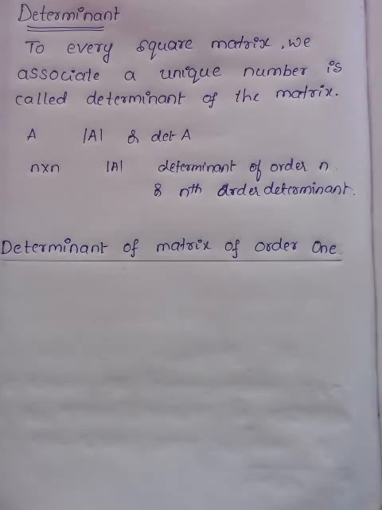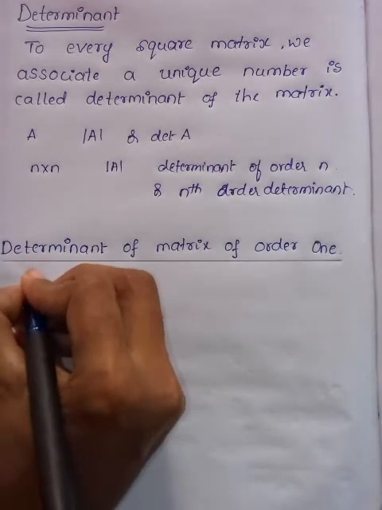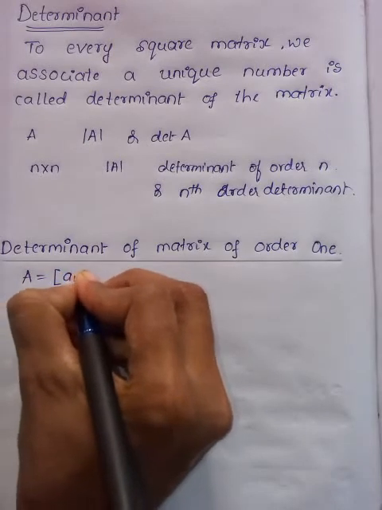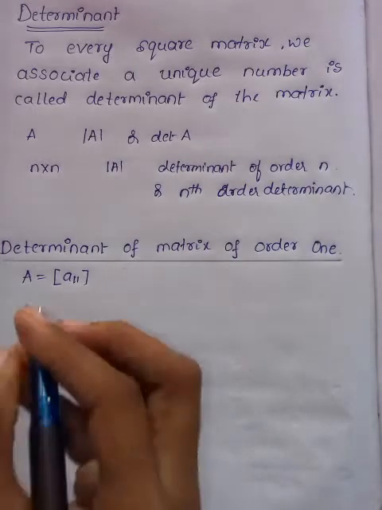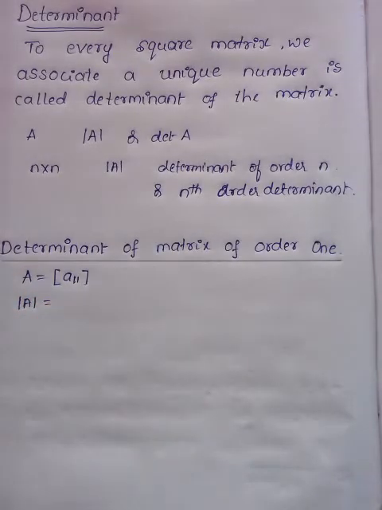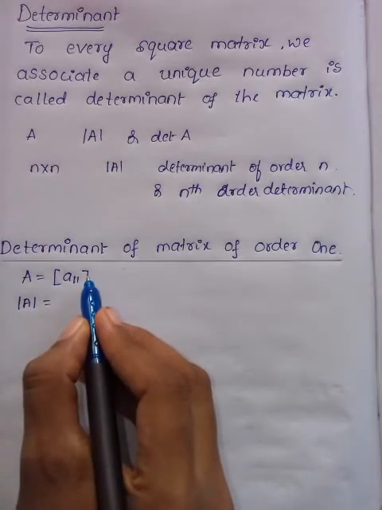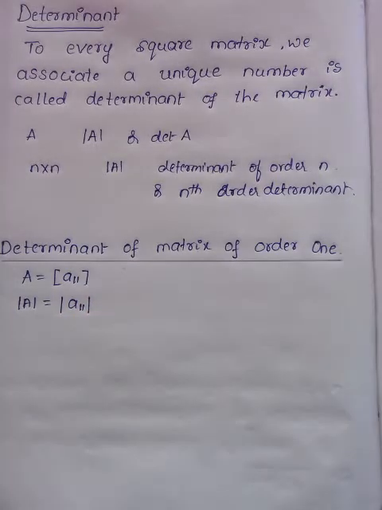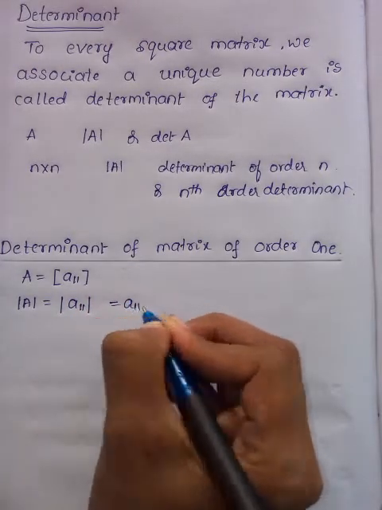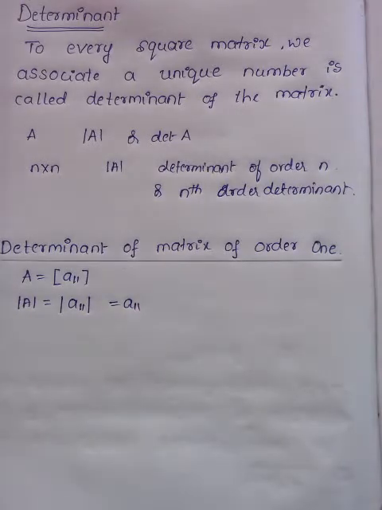Determinant of a matrix of order 1. Matrix A is equal to A11, order 1, 1 row, 1 column. So, determinant of this matrix is, replace the bracket by vertical line, that is a determinant of a matrix, that is the element itself. That is a determinant of a matrix of order 1. Determinant of matrix A is that single element itself.